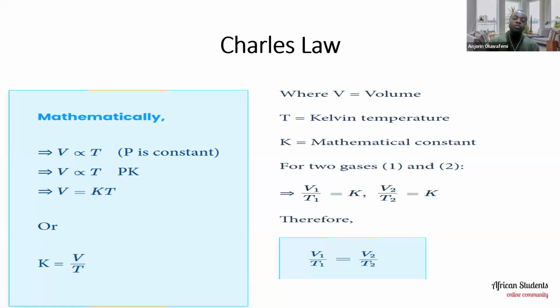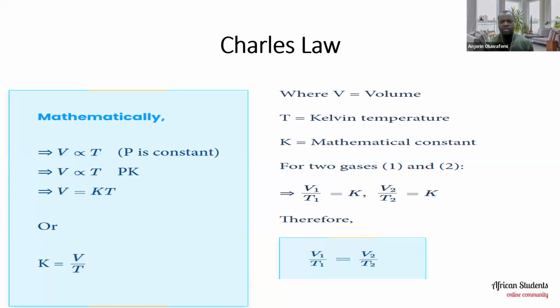Now, for two gases, 1 and 2, V1 over T1 equals K, and then V2 over T2 equals K, which is a constant, okay? Therefore, our V1 over T1 can be equated to V2 over T2, and this is the gas law of Charles. V1 over T1 equals V2 over T2.